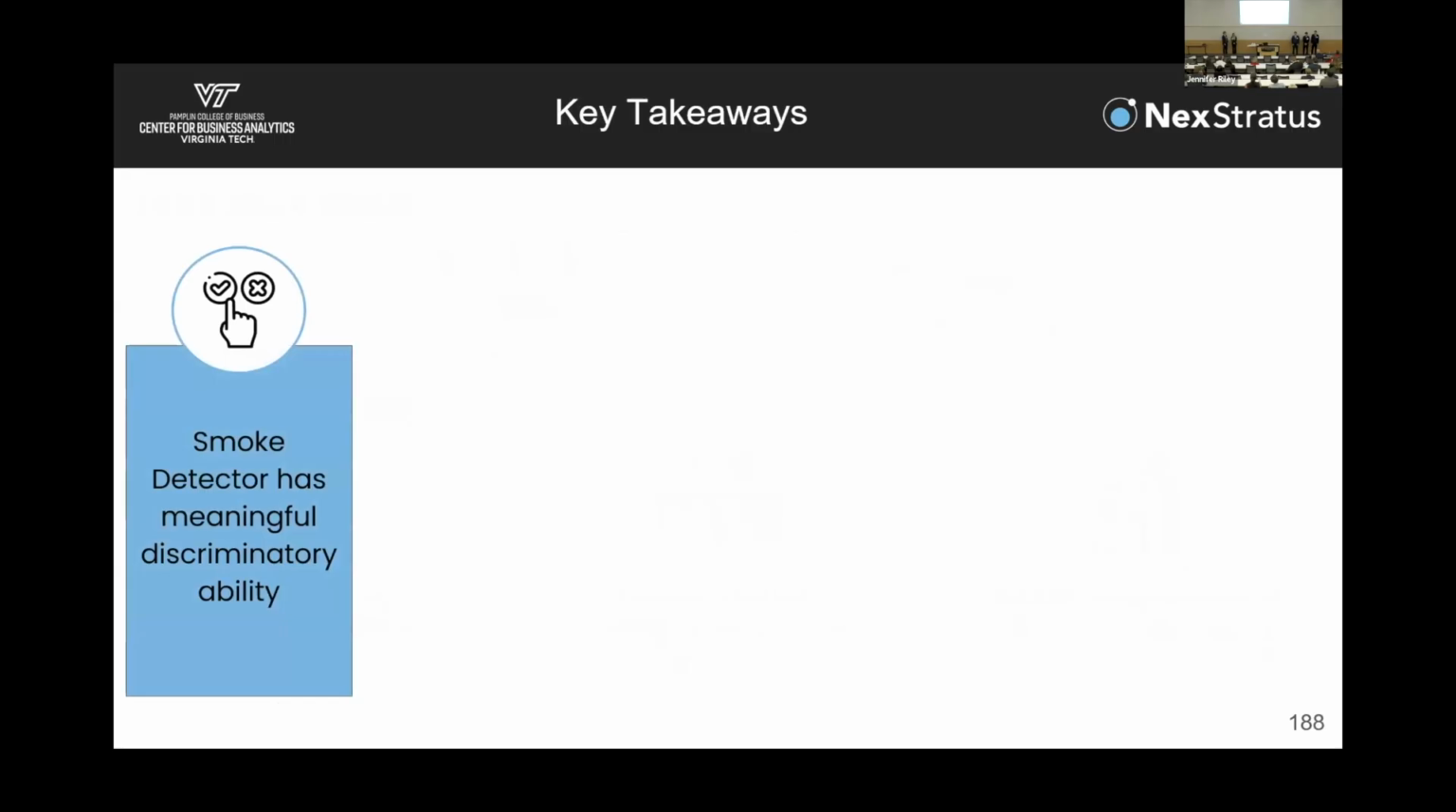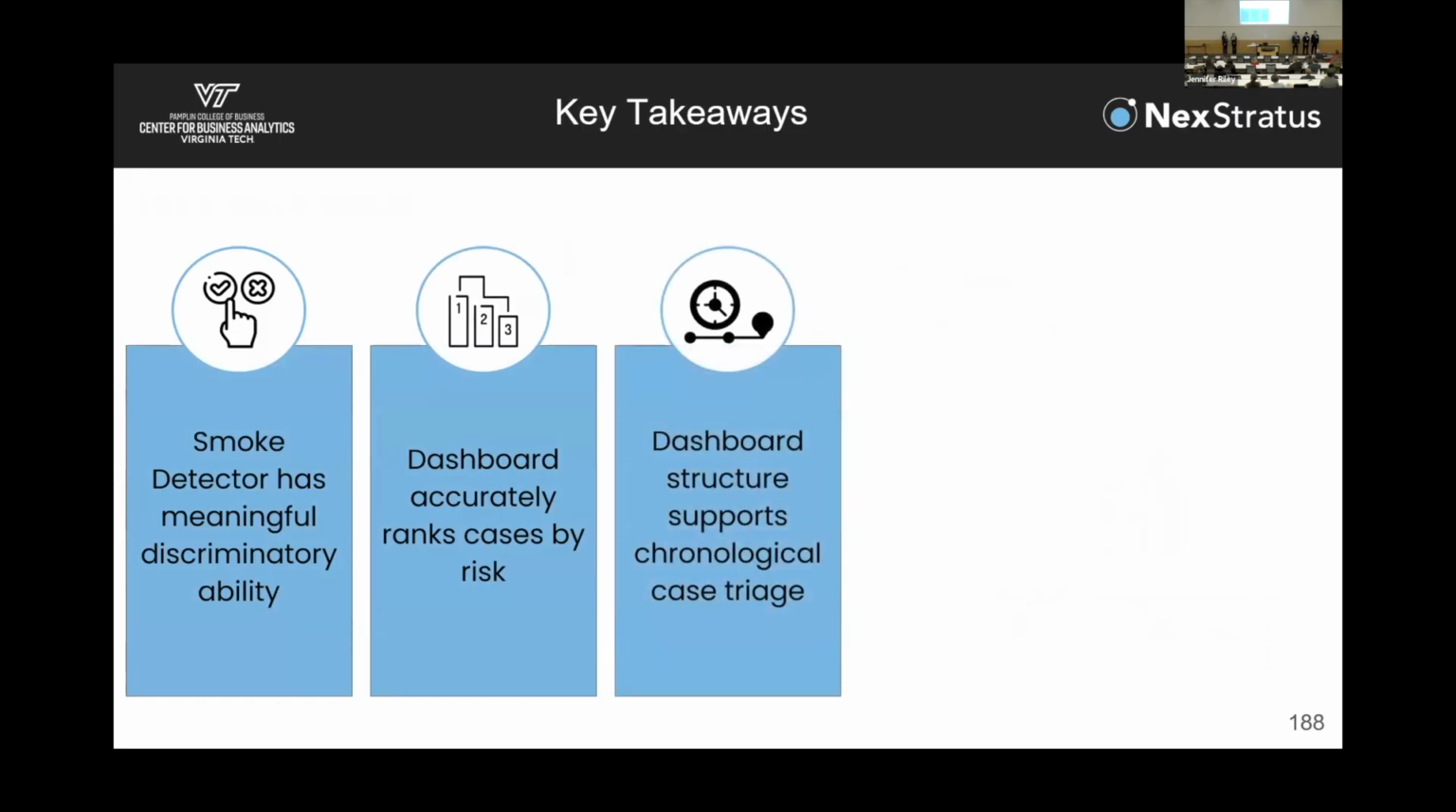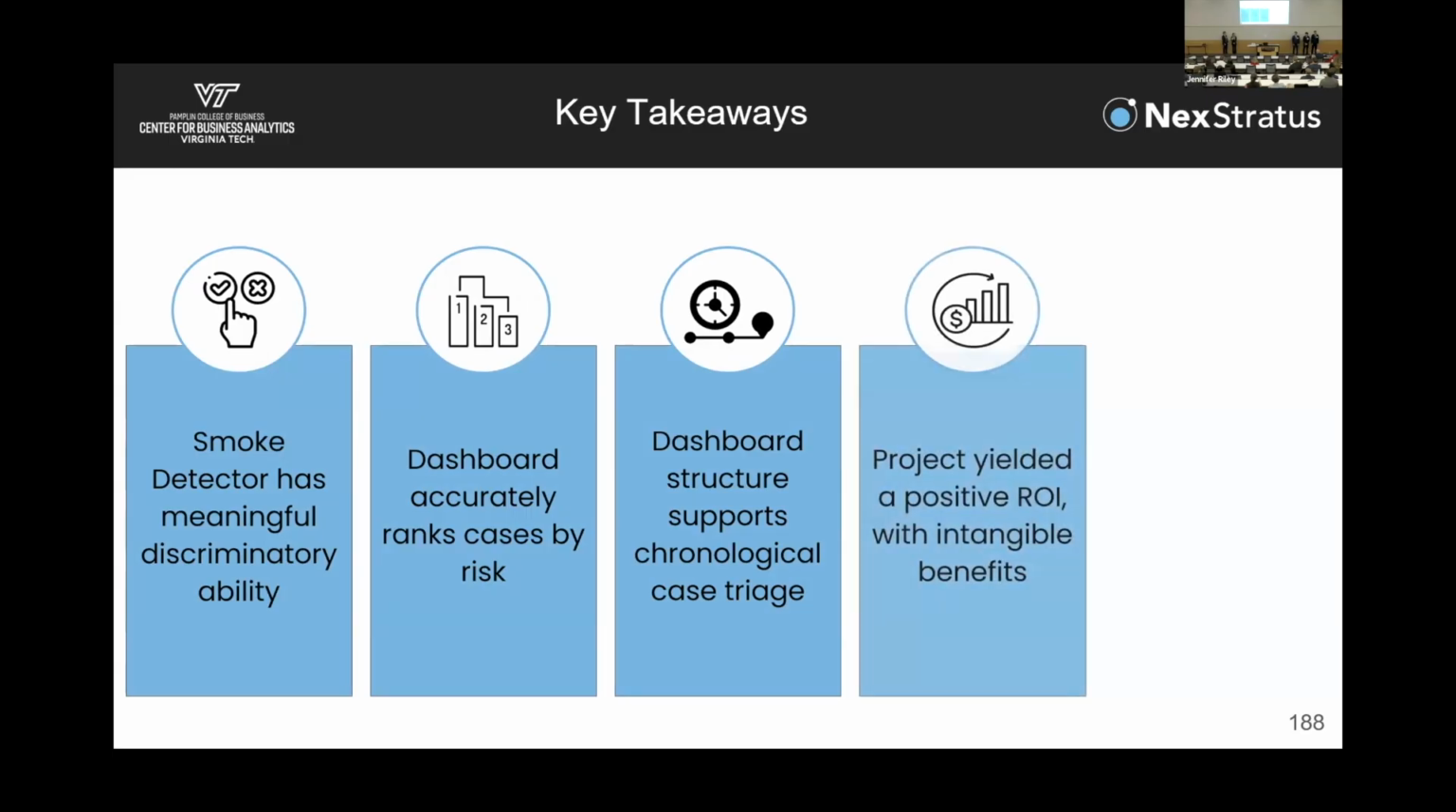Thank you, Kate. Now moving into our core conclusions, the T-72 supply chain smoke detector has delivered clear measurable value across several dimensions. First off, our XGBoost model achieved an AUC of around 0.8, proving a strong statistical leverage when deciphering between high and low risk cases. This allows our dashboard to accurately display cases based off risk. Following this, our dashboard structure supports chronological case triage. Next, our project yielded a positive ROI with intangible benefits.